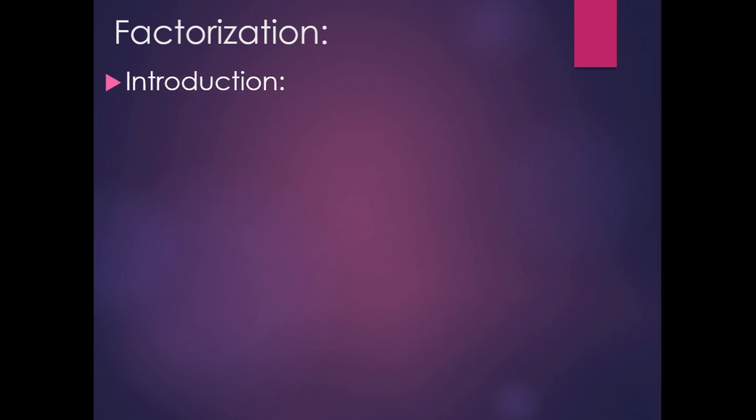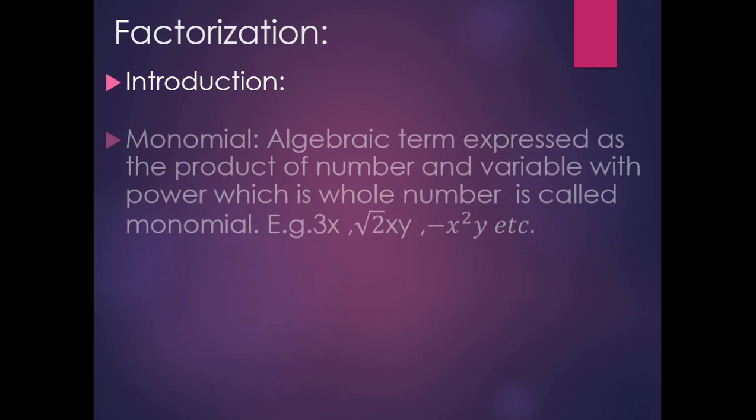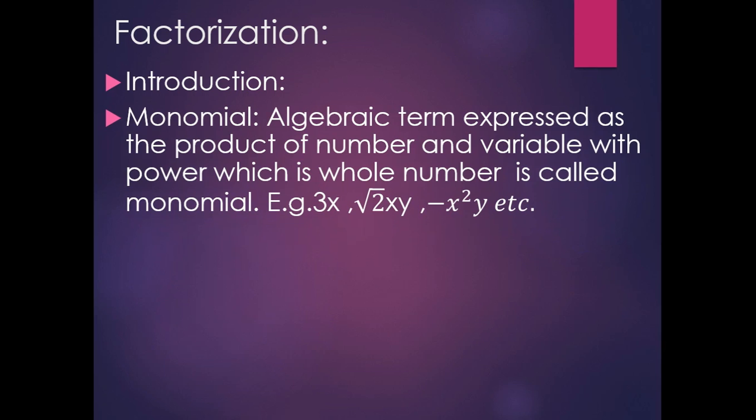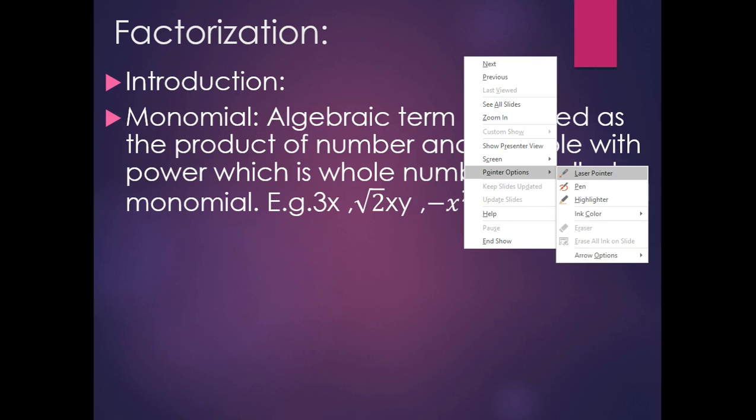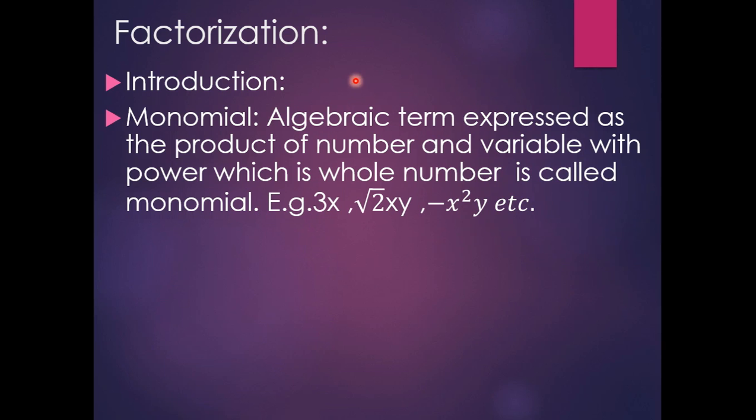Factorization. Before factorization, we need some terms related to it. We need to know about monomial. A monomial is the algebraic term expressed as the product of a number and a variable with a power which is a whole number. So this monomial is the algebraic term, meaning here number times variable. It is the product of a number and a variable, that is known as the monomial.